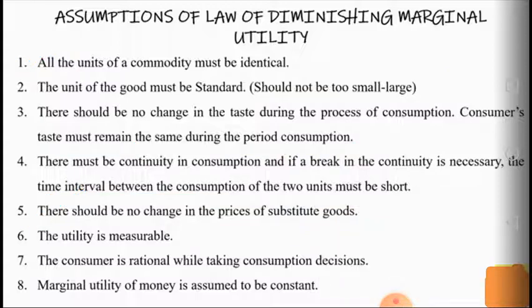The next assumption is that utility is measurable, correct? We should be able to measure how much we are getting after the consumption. The consumer is rational while taking consumption decisions. Definitely, it should be an intelligent customer who tries to get more and more commodity. And the marginal utility of money is assumed to be constant during the law. It is the last assumption.